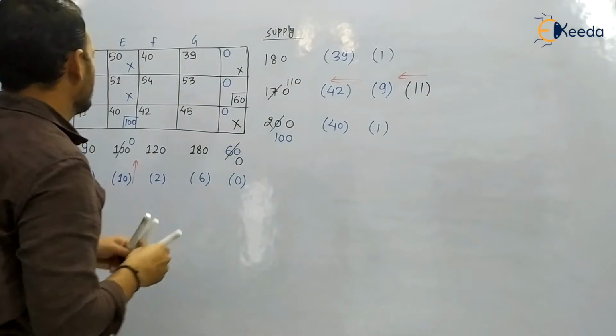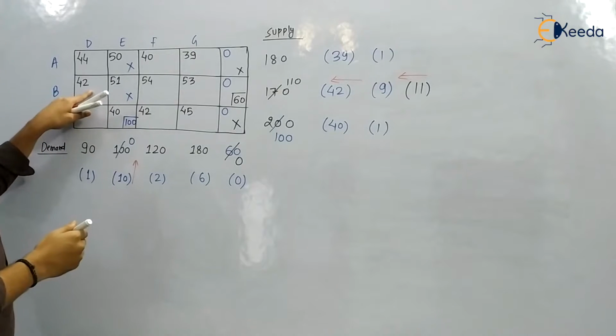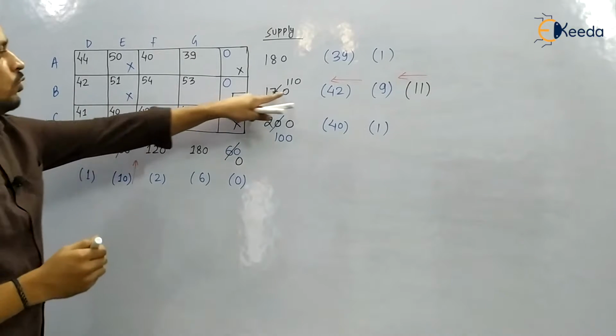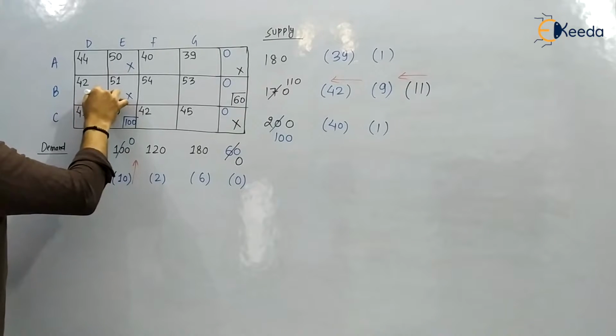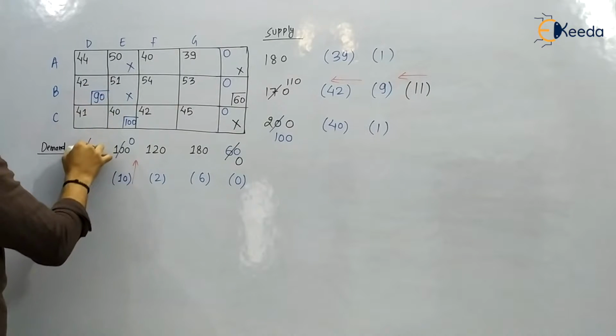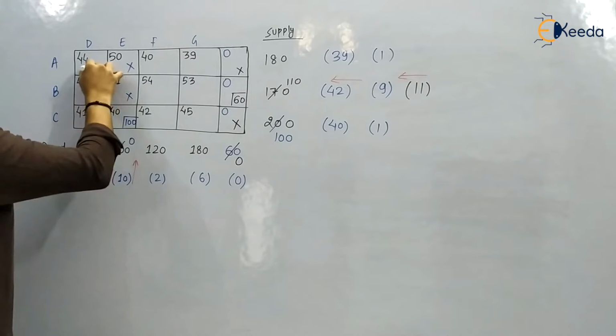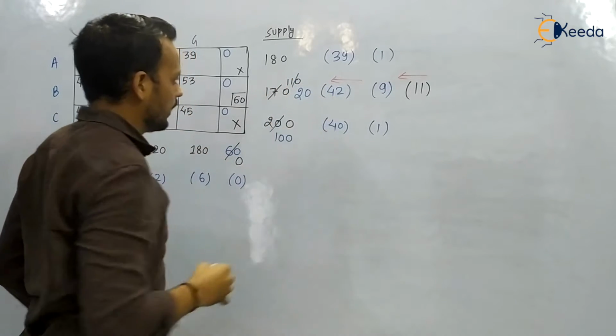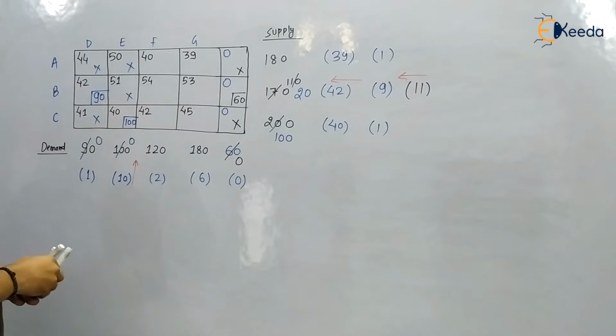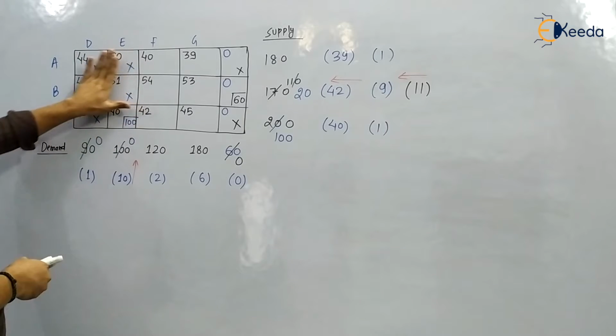Here you can see the least is 42, it requires 90. You have 110, so you can give 90. So 90 is 0, so both won't get anything, and it will be left with now 20. Now again check for the penalty. So these won't get anything.